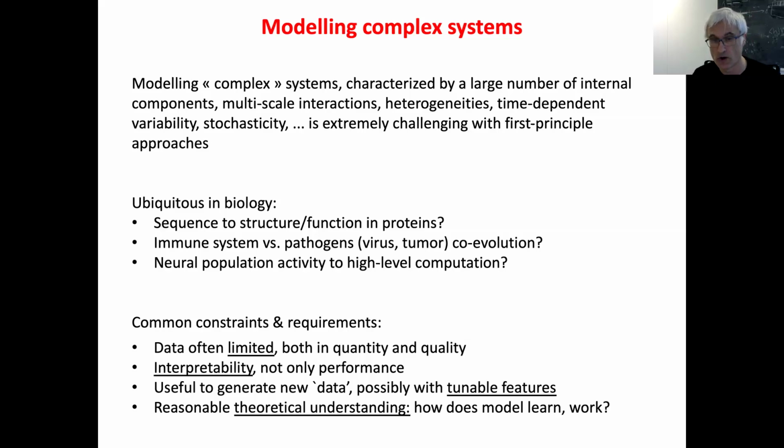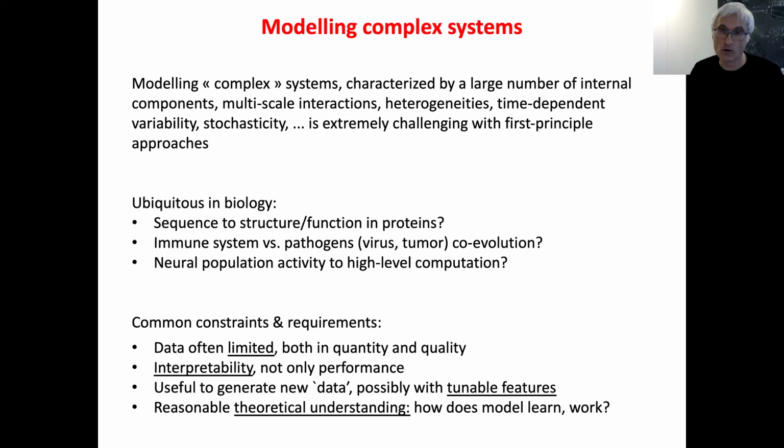Interpretability is also very important. We like the model to shed some light on the mechanisms that are controlling the behavior of the biological system. There are also aspects which may in some cases be important, like the generative features of a model. In some cases we would like to be able to generate new data, possibly with tunable features, and I'm going to mention that in the generation of aptamers in a while. And then there is a last requirement, which may not be of direct interest for biologically inspired people, but I think is important for people doing theory: we like to achieve some reasonable theoretical understanding of the model. How does it learn from the data? How does it work once the training phase is over? I think it's important to have some control over what the model is actually doing.